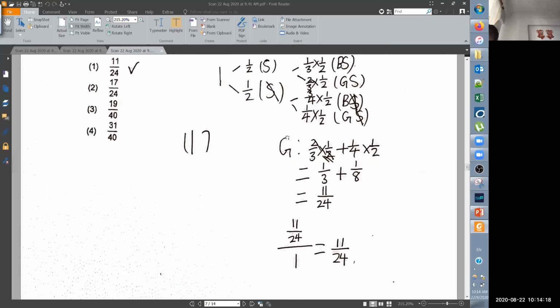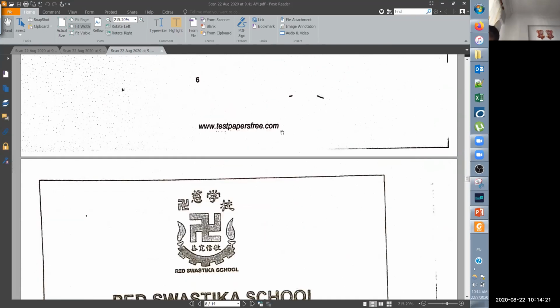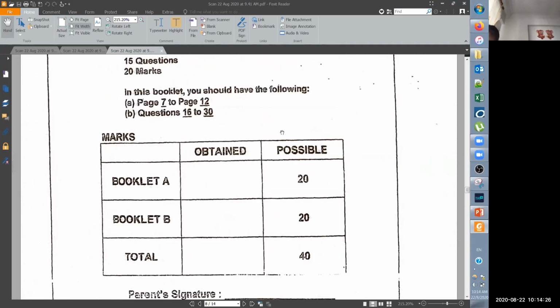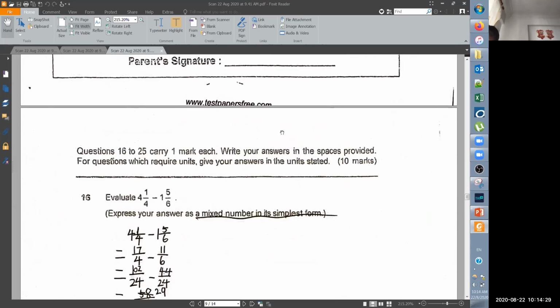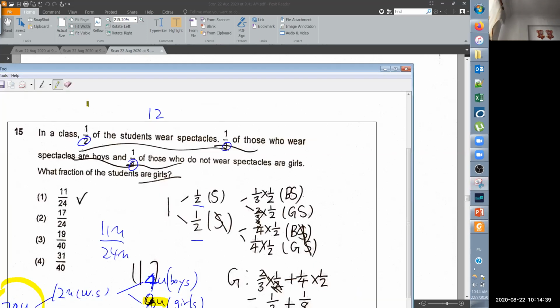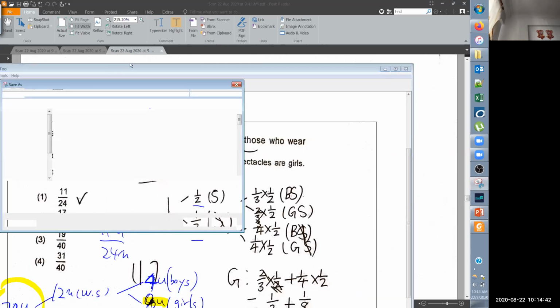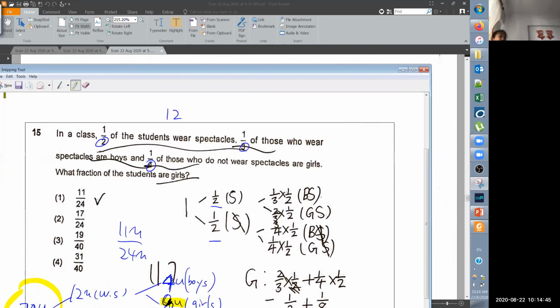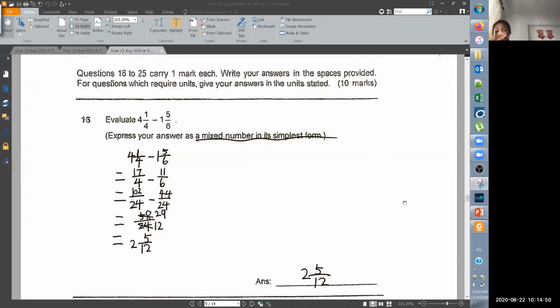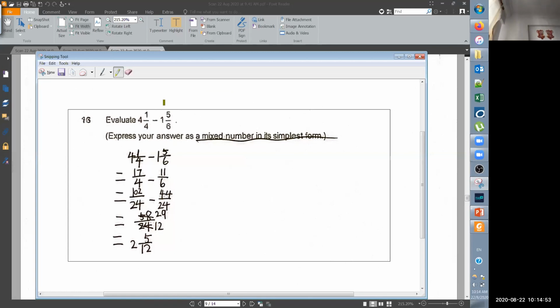Next. Okay, over here what it says, nothing. Just continue. Mixed number in its simplest form. This is called mixed number. So like I say, for every question, actually, they don't have to tell you this. They don't have to tell you this.